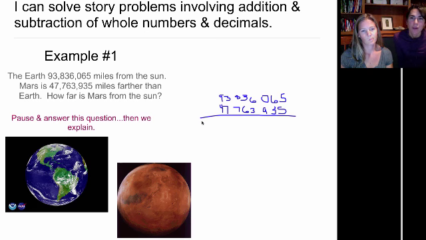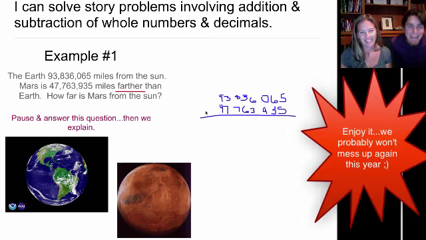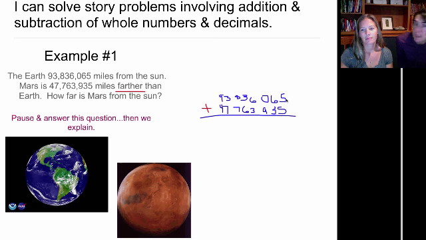All right, so hopefully you have something written down like this. When we are thinking about this problem, how far is Mars from the sun, we're comparing, so you're going to subtract these, right? Hold on. Nope. The Earth is 93 million. Mars is 47 million farther than Earth. We missed the farther than. Mrs. Van Dam needs to reread and make sure she's doing the right thing. All right. So, how far is Mars from the sun? We should be adding these up. Hopefully, you read that better than me.